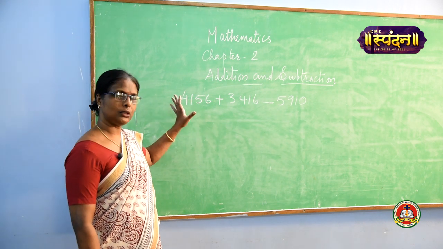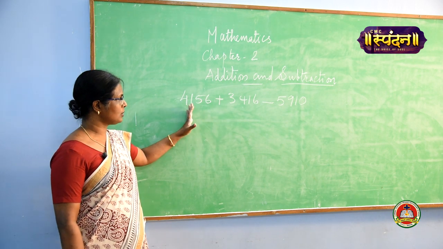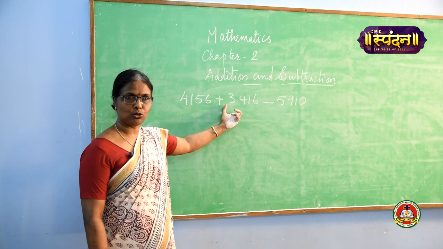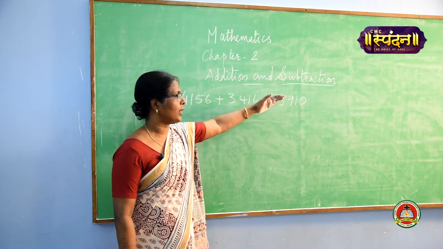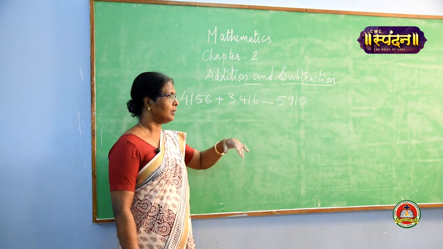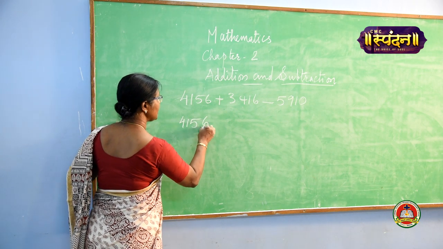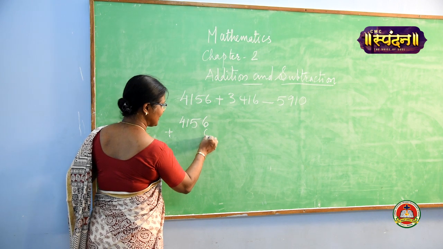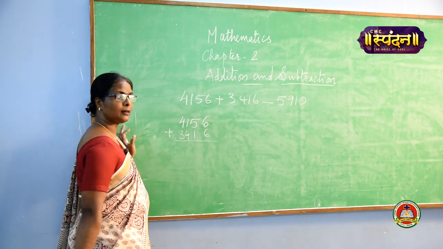First, we will go in a proper order. We are going to add these two numbers, that is 4156 plus 3416. The answer that you get from that, you have to subtract this number from. So first one is 4156 plus 3416. That means 6, 1, 4 and 3. Add these two numbers together.